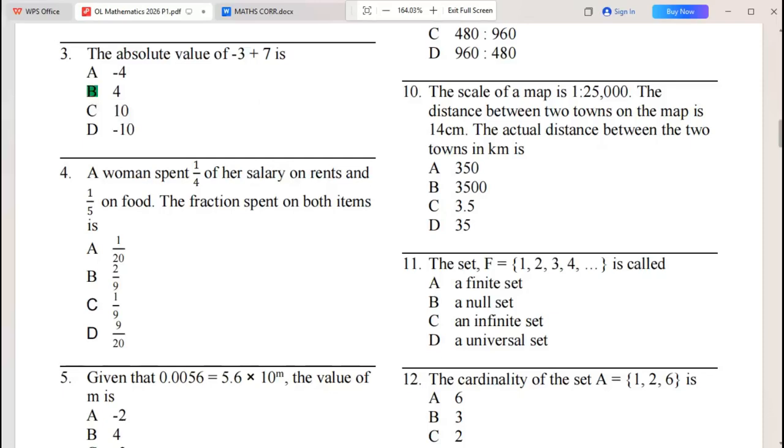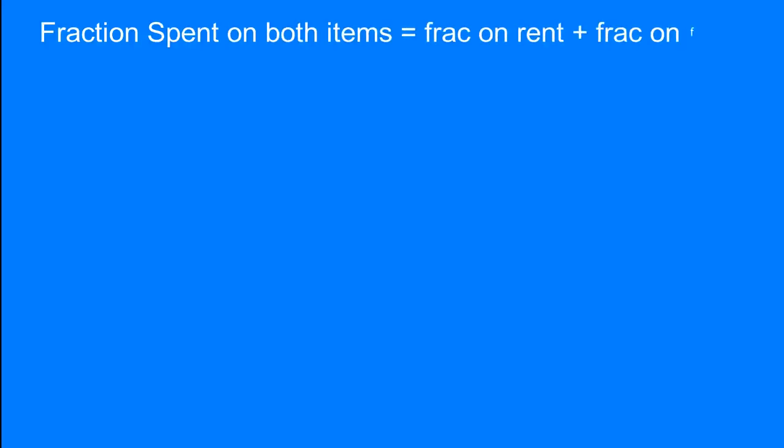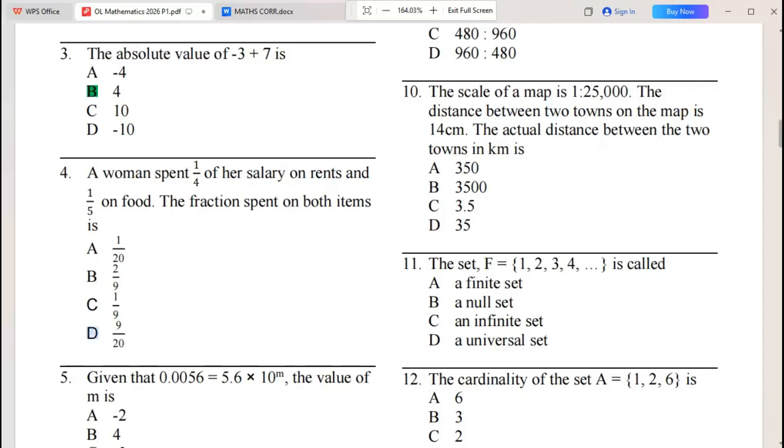Question 4. A woman spent 1/4 of her salary on rent and 1/5 on food. The fraction spent on both items is. The fraction spent on both items is the sum of the fractions she spent on rent and food, which is 1/4 plus 1/5. 1/4 plus 1/5 is equal to 9/20, which is D for question 4.